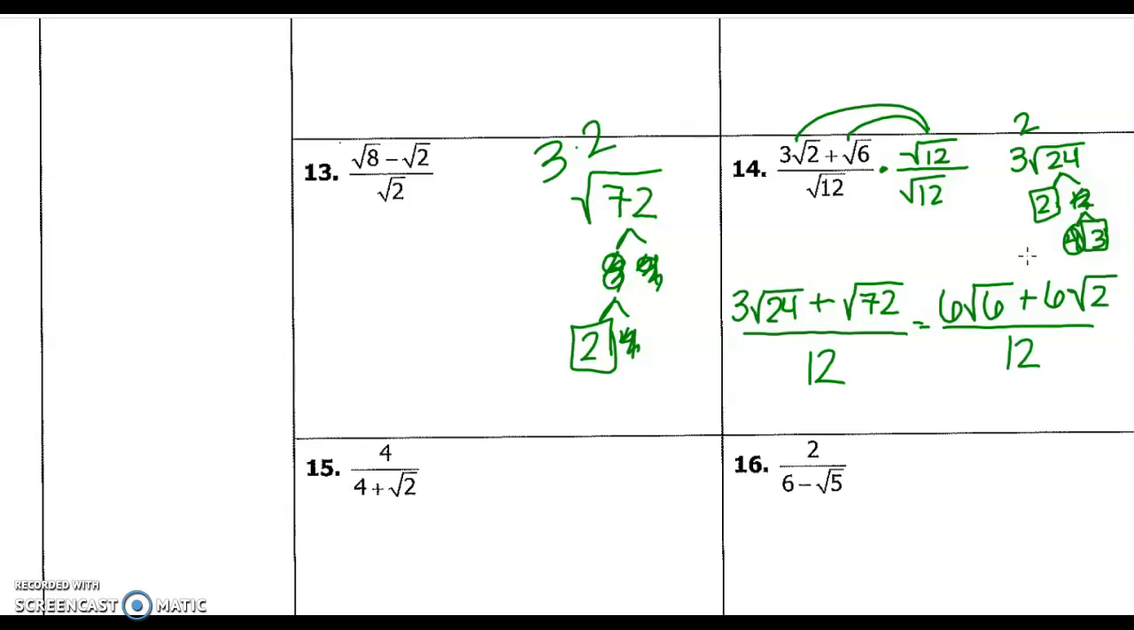So on this one, I look at my outside numbers, right? My outside numbers are 6, 6, and 12. I can't reduce that. I can actually divide those all by 6. So it would become 1 radical 6 plus 1 radical 2 over 2.